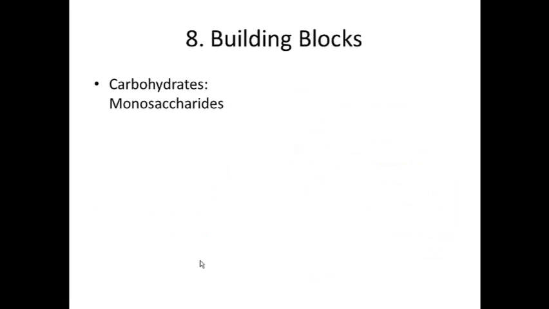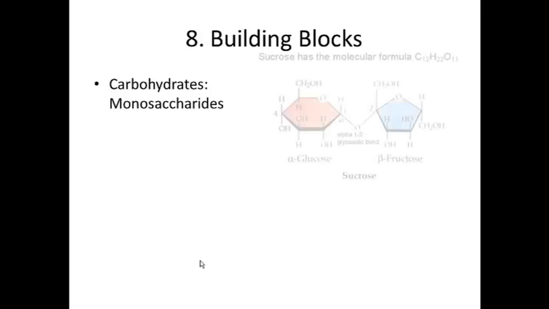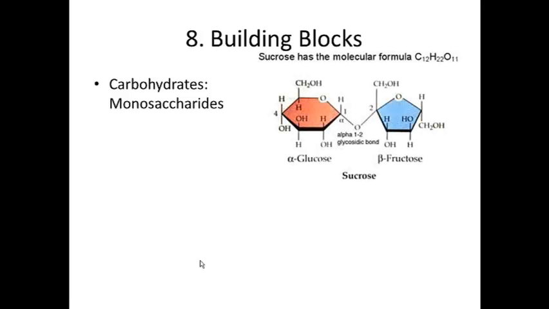Carbohydrates, the building blocks would be a monosaccharide. So here we have glucose, a monosaccharide, and fructose, another monosaccharide. Whenever you put those two together, you get a sucrose, which is a simple sugar, simple carbohydrate.